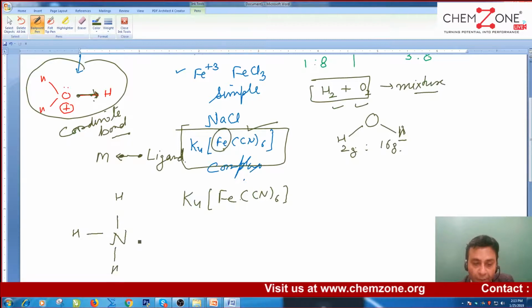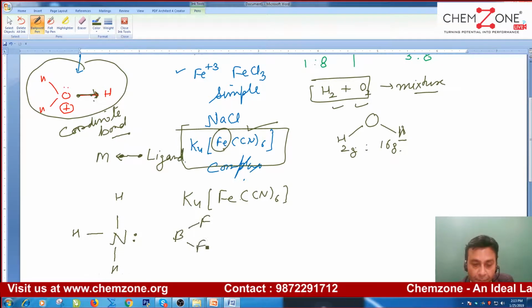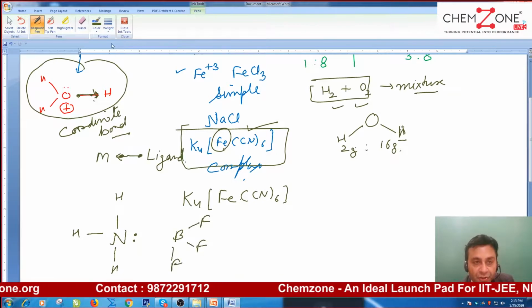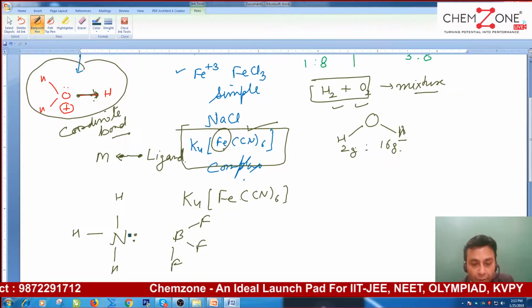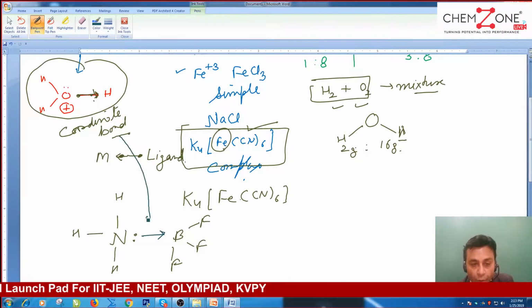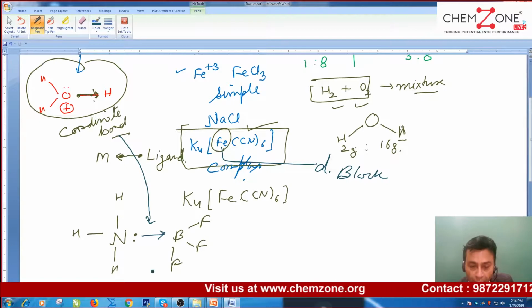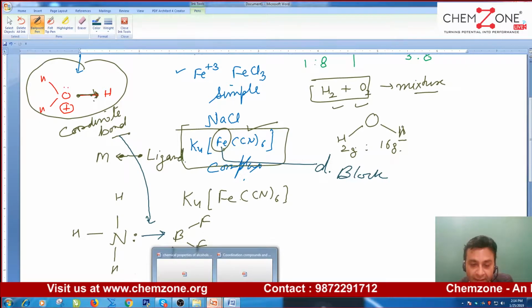It has a lone pair of electrons. And here I have BF3, which is electron deficient. Ammonia donates its electron pair here, and this is a coordinate bond, but the resulting compound is not a coordination complex, because coordination complexes are typically formed when the element is a D block element. Got it? So the first statement is wrong.